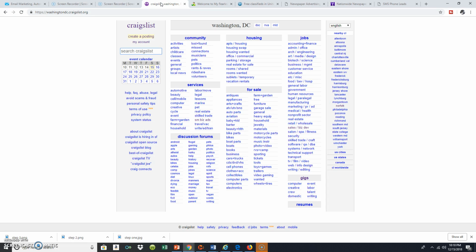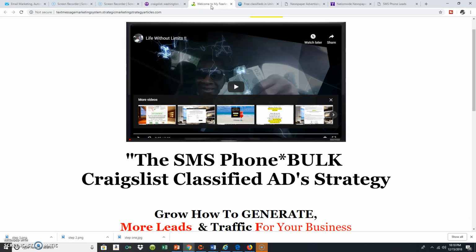Every day, guys, over 60 million users are on Craigslist. They get an average of 50 billion page views per month. I'll say that again: 50 billion page views per month, and there are over 80 million ads placed in this community on a monthly basis. So that's why I'm calling this the SMS phone bulk Craigslist classified ad strategy.